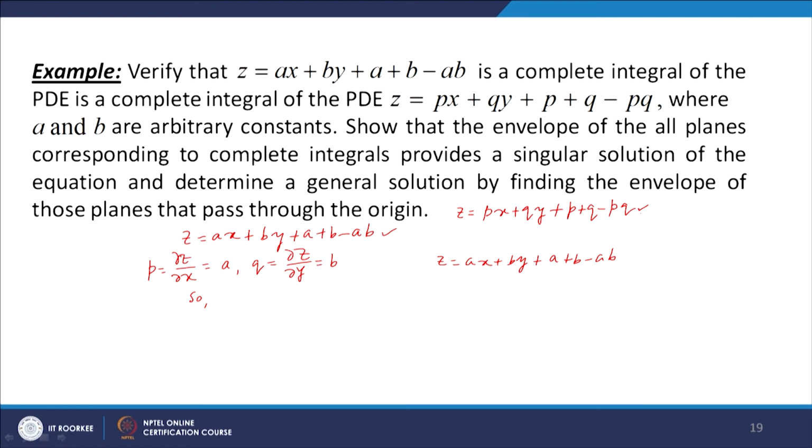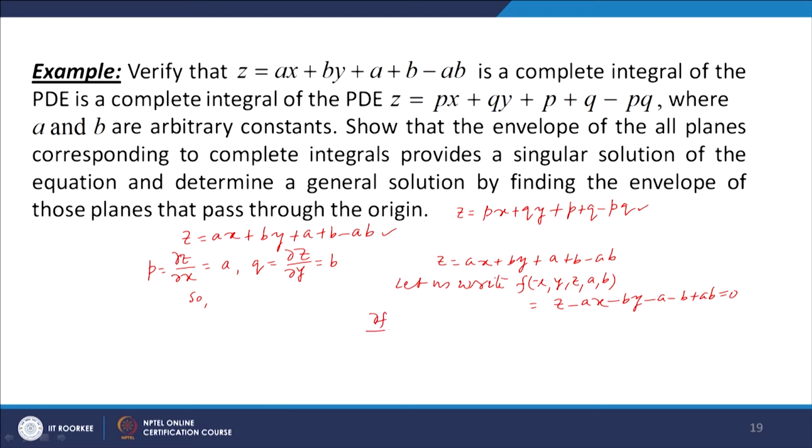Now, let us show that the envelope of all planes corresponding to the complete integral provides a singular solution of the equation. So, for that we have to find, let us write f(x, y, z, a, b) equal to z minus ax minus by minus a minus b plus ab equal to 0, and find its partial derivatives with respect to a and b.